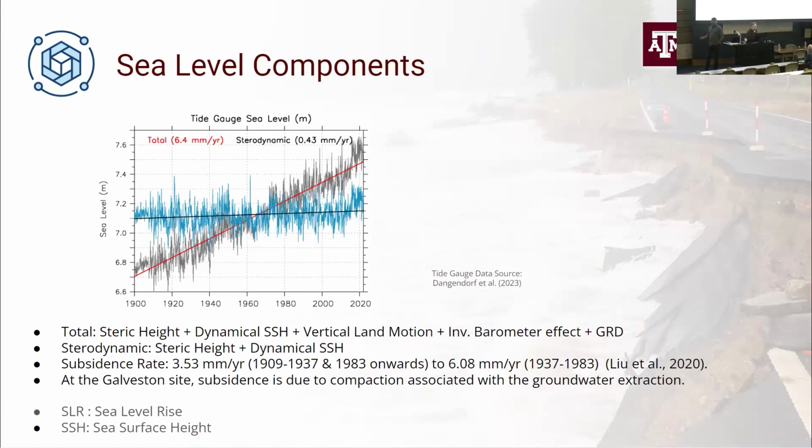So say it's a short term, a sea level signal. The sea level signal is the value that we measure at a particular time, and sea level rise is the trend of the signal over time. So we are talking about 10 or 100 years and how much sea level has changed from the initial time to the final time.